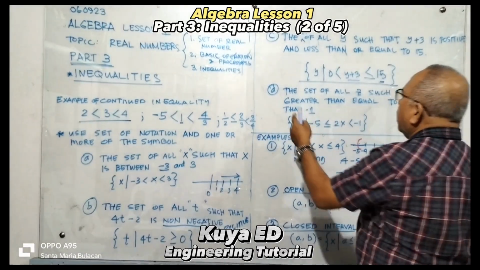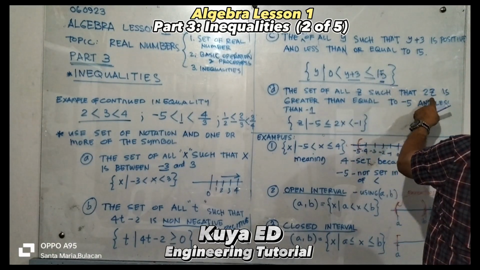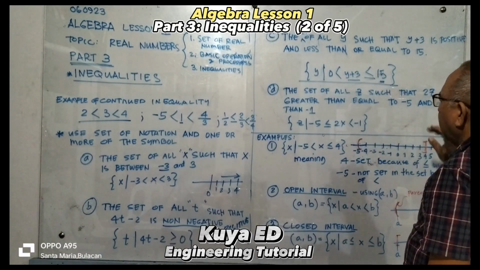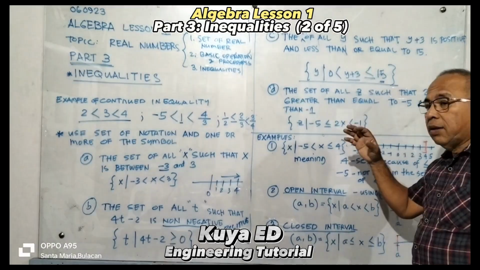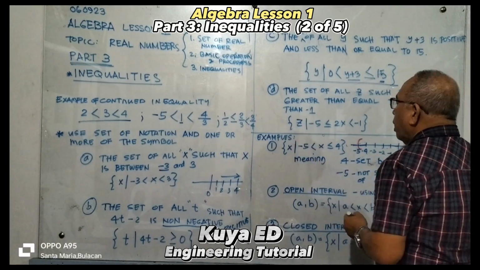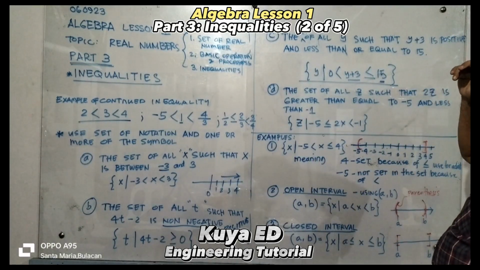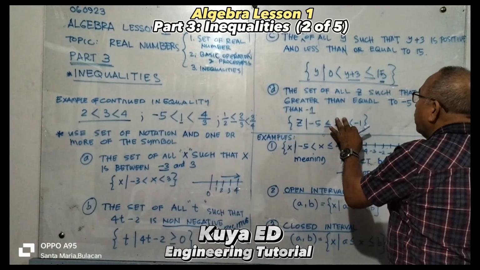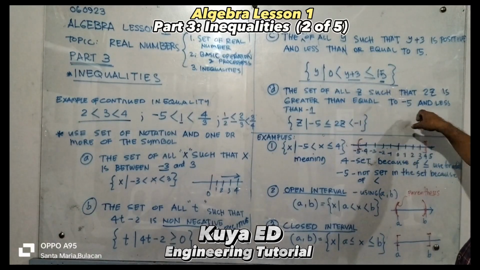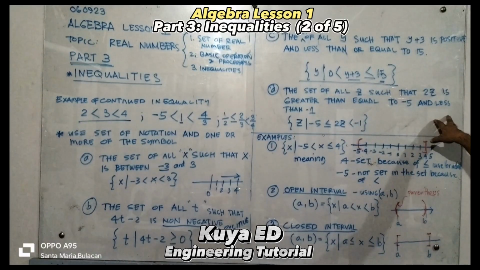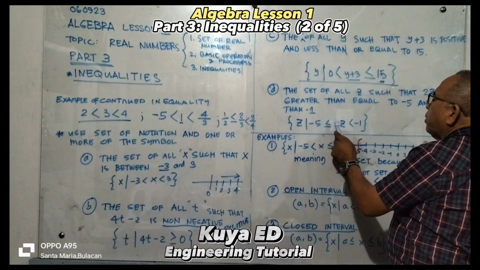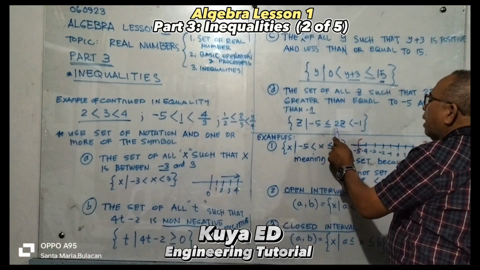Okay, another example here, the set of all z such that 2z is greater than or equal to negative 5 and less than negative 1. Medyo mahirap, ano? Pero ito daw yon, ang z natin, of all z such that 2z is greater or equal to negative 5. So, if it is greater, kaya less than ang negative 5 sa 2z. Kaya nilagay natin less than or equal.